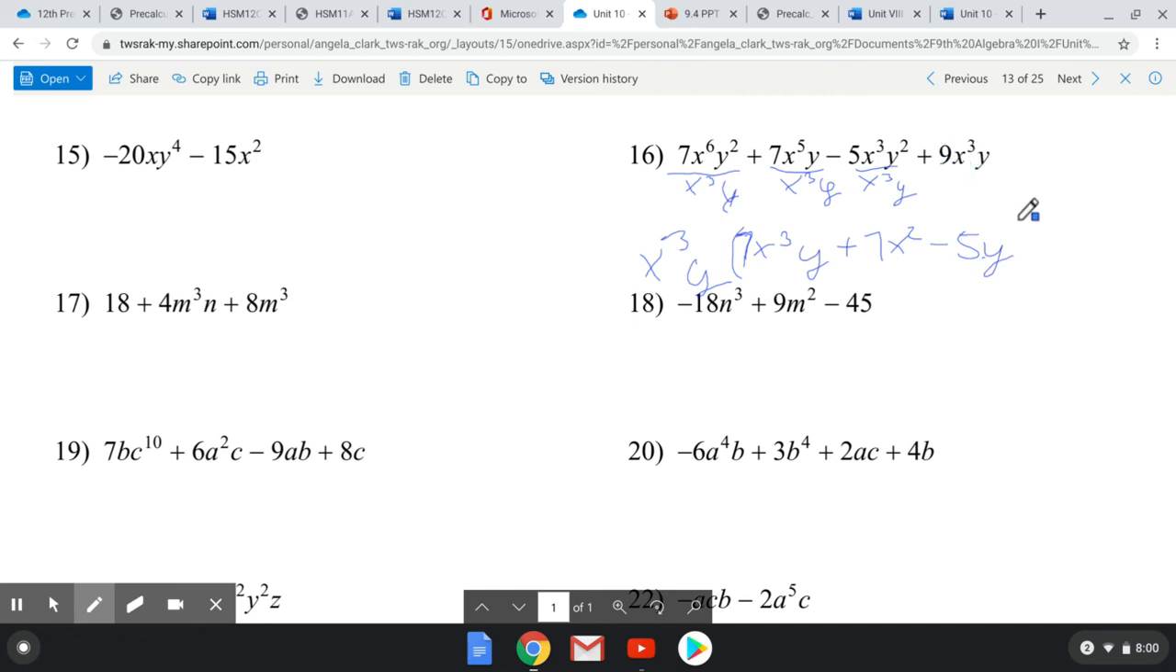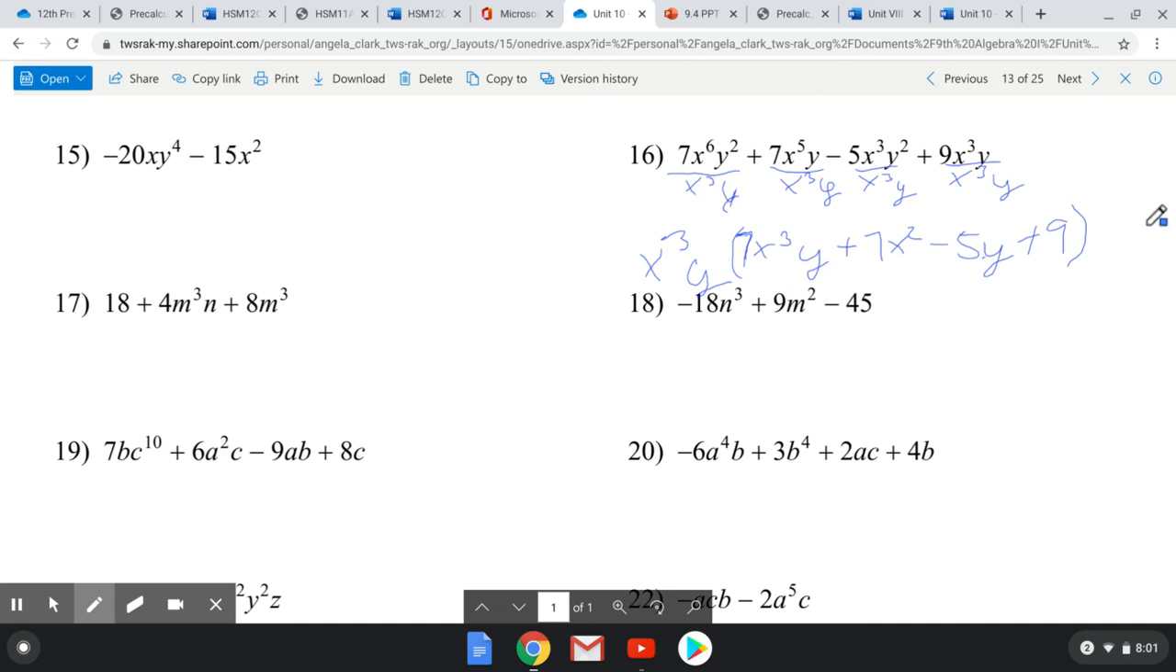And then last one, x to the third y. So we're going to have plus 9 stays the same. X to the third divided by x to the third is just 1. Y divided by y is just 1. So we're not going to have any variables on this one. And that is that.